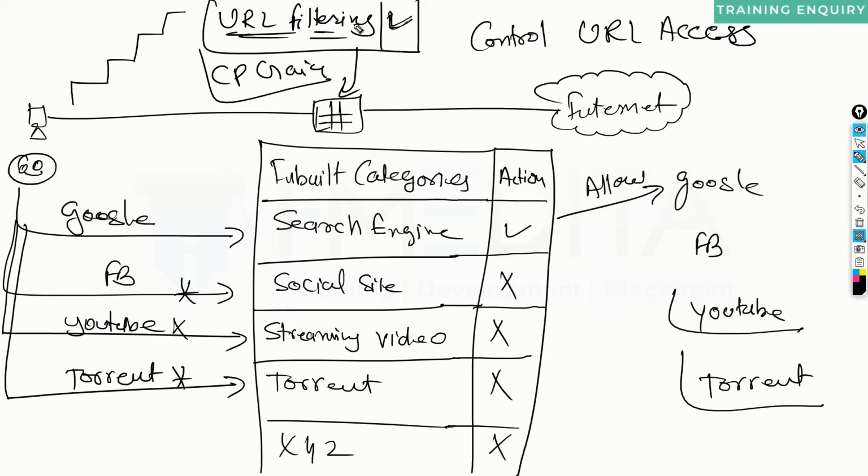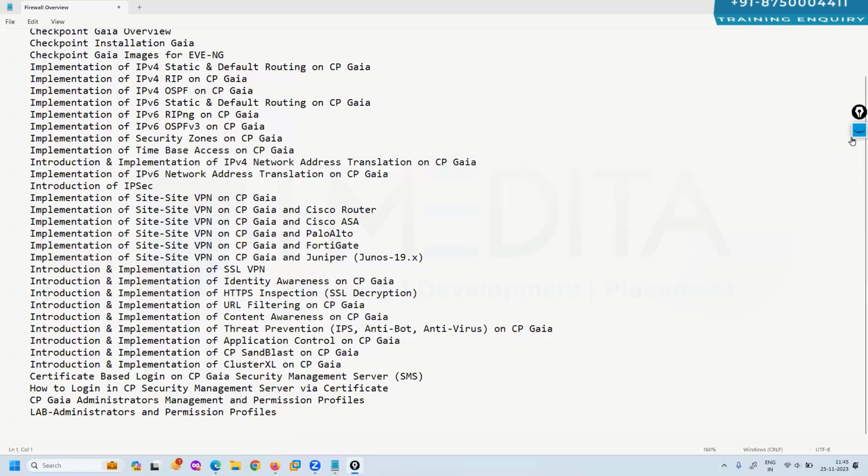So simply, with the help of URL filtering, we can control URL access in our organization, that our internal users can access which URLs, or which kind of URLs users should not be able to access.